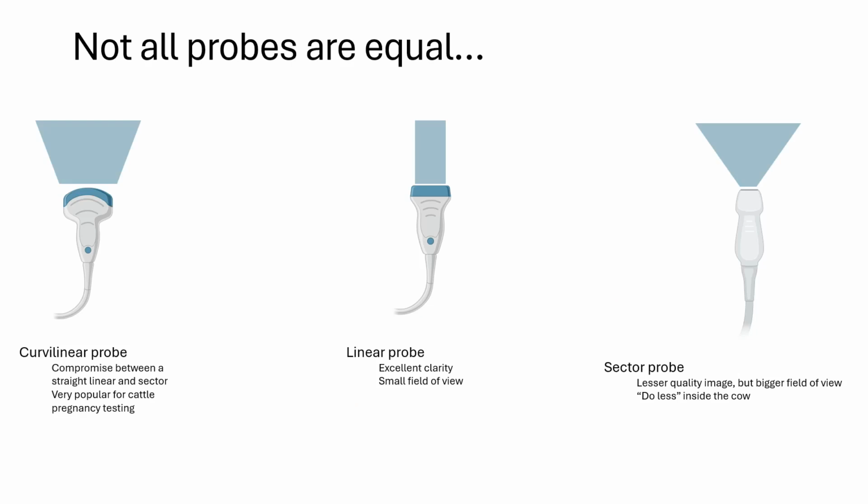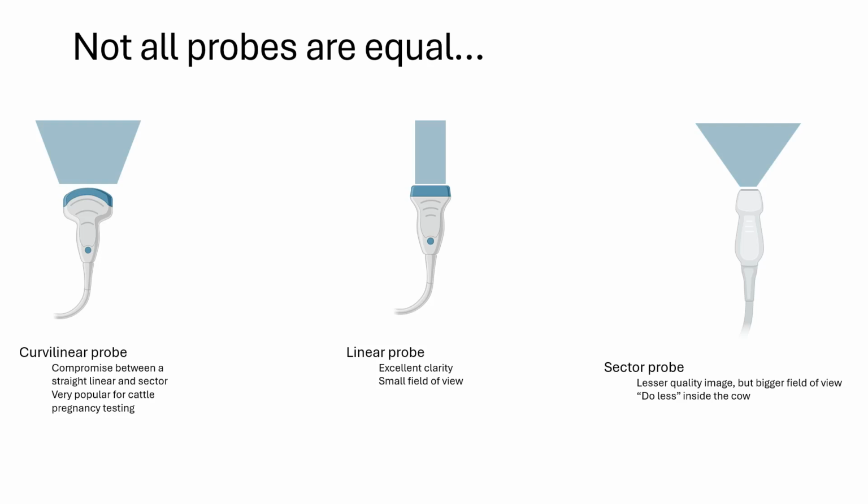When considering purchasing an ultrasound machine, or when seeing how to work the one you've got, it's important to remember that not all probes are equal. Some of the most commonly used probe types are curvilinear probes. These are essentially a compromise between a straight linear probe and a sector probe, and they're very popular for cattle pregnancy testing. This compromise essentially allows for a reasonable field of view whilst also maintaining image quality. They're often used in the context of determining when cattle are pregnant or not, as well as the stage of pregnancy.